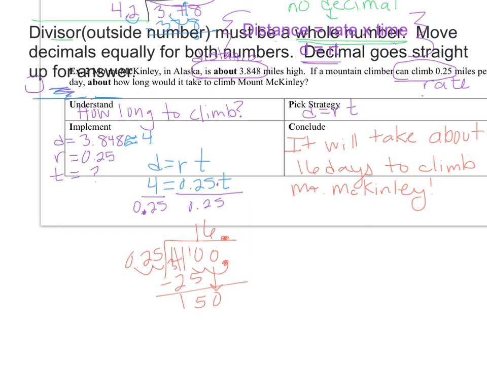Okay, so here's what my workspace ended up looking like. Sorry, I'm not very good with my pen, but I needed to take 4 divided by the 25 hundredths. So 4 went inside the box, I moved my decimal, divided it out, and got 16. So 16 is a little high since we rounded up at the beginning there, but I went ahead and took that. So it will take about 16 days for someone to climb Mount McKinley if they cover a quarter of a mile per day. So pretty awesome. Happy climbing.